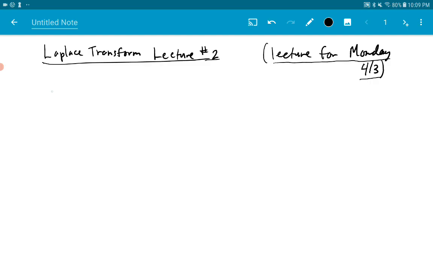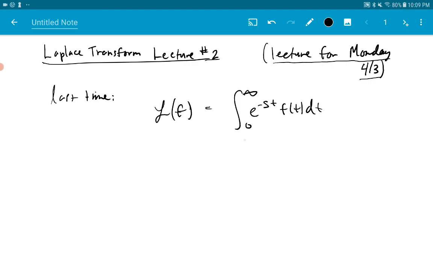Okay, so what did we learn last time? Last time we learned the definition of the Laplace transform of a function. It's equal to the integral from 0 to infinity of e to the negative st f of t dt. And you'll notice this is a function of s. When you finish this improper integral, remember it's improper, so sometimes it doesn't exist. And when it does exist, it only exists for certain values of s. So when it does exist, it's a function of s. So the Laplace transform transforms a function of t to a function of s.